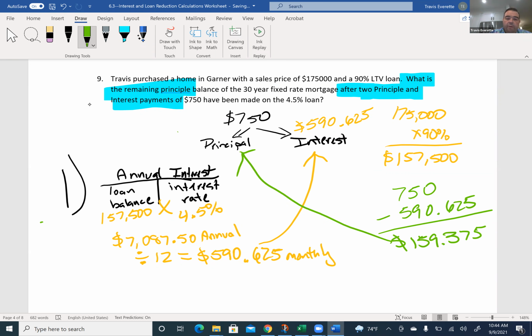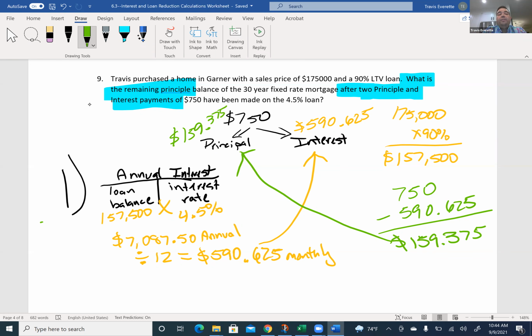So we'll bring that up over here, 159.375. See, here's what we've accomplished. We've blown that monthly payment into its two pieces. We've said, okay, this thing's two pieces. It's principal and it's interest. Here's the principal piece, here's the interest piece.